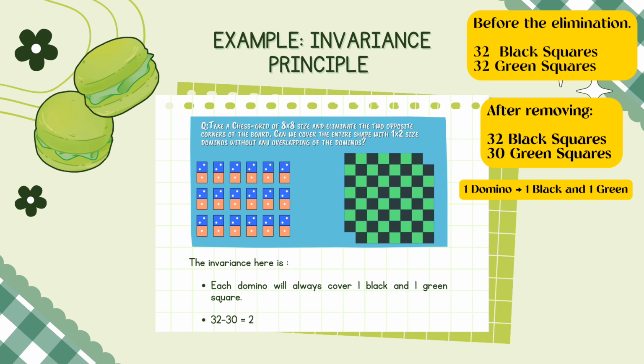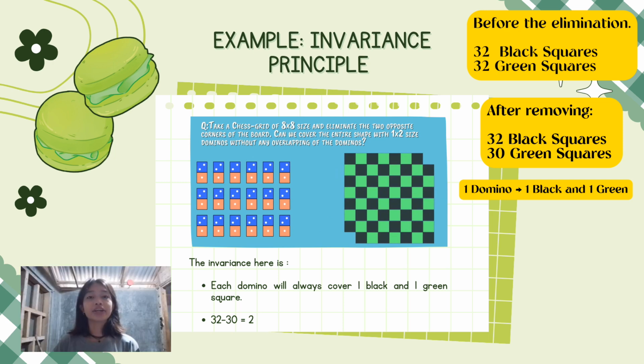But now we have an imbalance. There are 2 more black squares than green ones. So it's impossible to pair up all black squares with green squares using dominoes. No matter how hard you try, you'll always have 2 black squares left over, which can't be covered by dominoes without overlapping or going off the board. That is why it's impossible to cover this modified board completely with 1x2 dominoes.